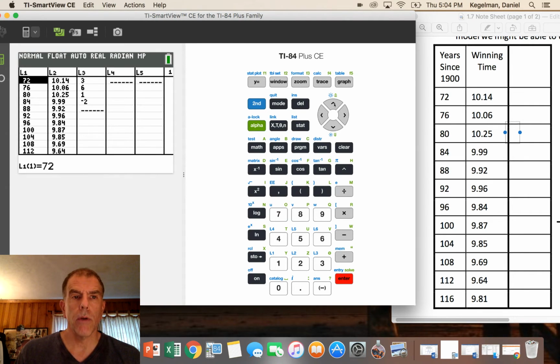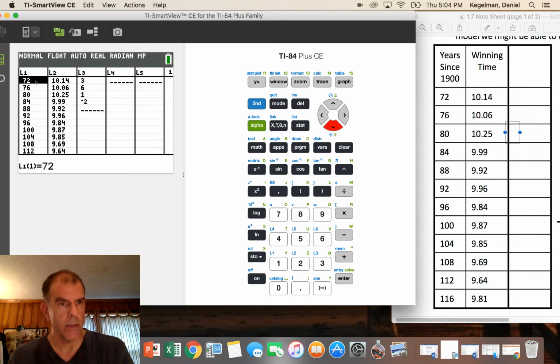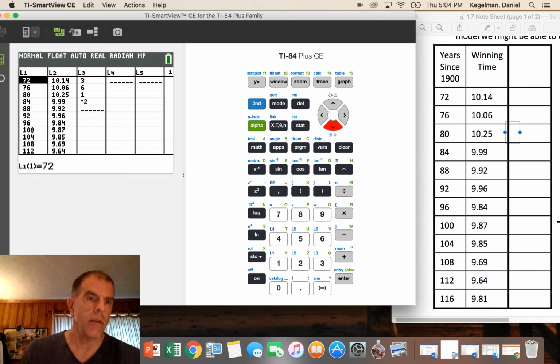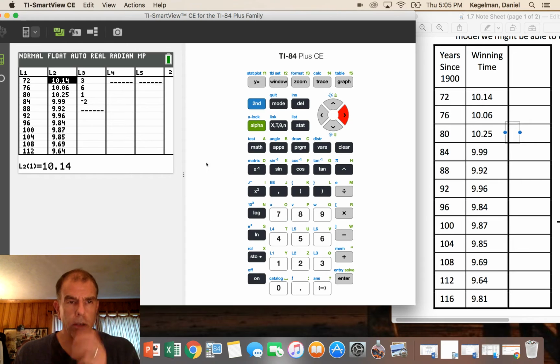Now, I've taken the liberty to already enter this data in list 1, the years since 1900. So 72 corresponds to 1972. 100 would be 100 years since 1900, or the year 2000, all the way down to 116, which is 2016. Scroll over to list 2, and I've entered 10.14, 10.06, and so forth. That's very straightforward. Just hit the number and hit enter, and it'll take you to the next cell. You didn't want to sit here and watch me do that, though.